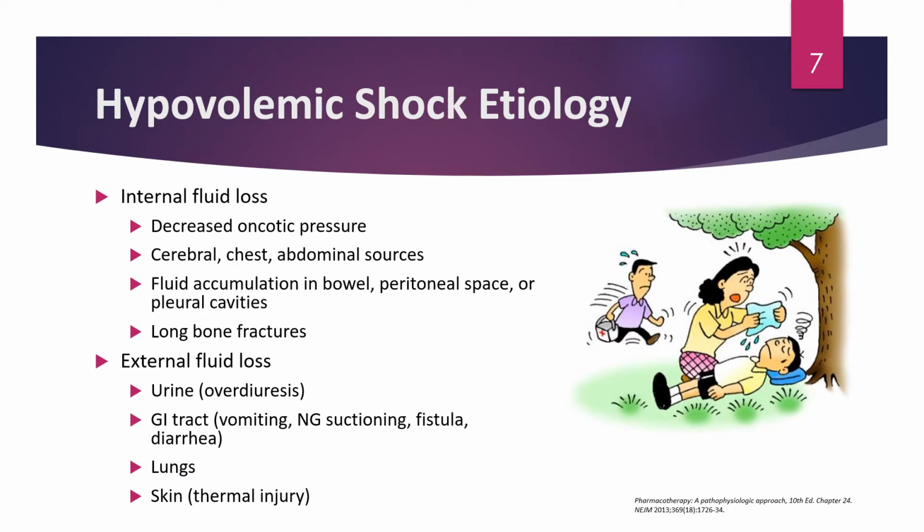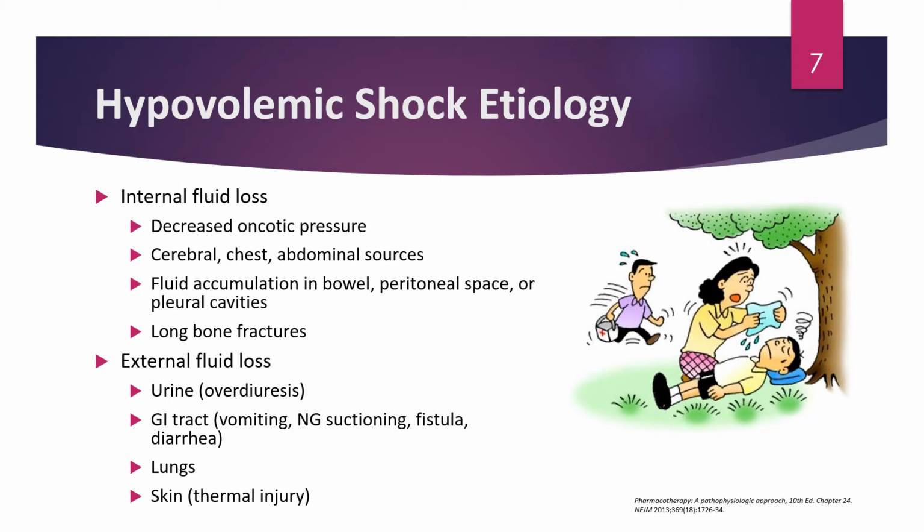And that internal fluid loss can lead to a decreased oncotic pressure. If you remember, oncotic pressure is like the magnet pressure that basically draws fluid into the intravascular space. That is basically the pressure that we want. It could also come from cerebral, chest, or abdominal sources.